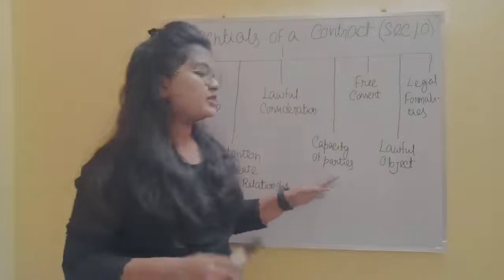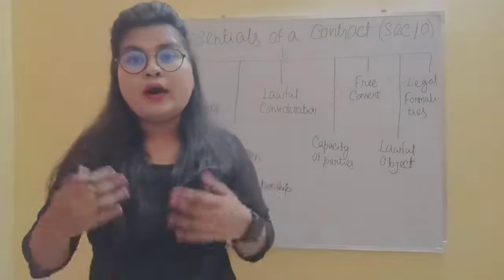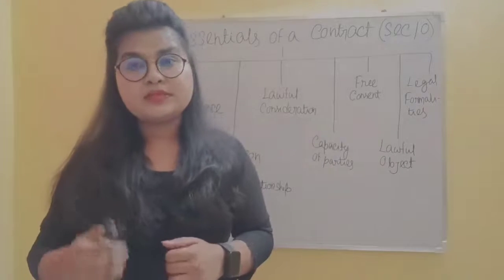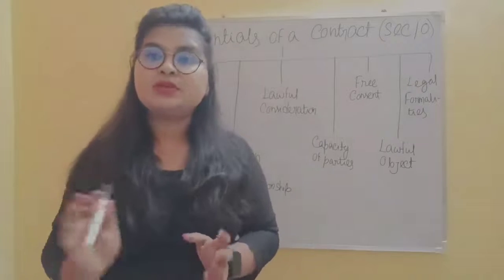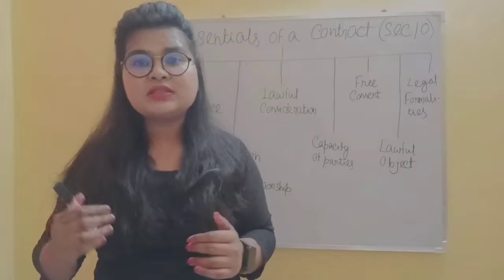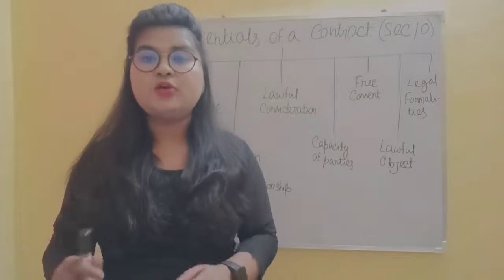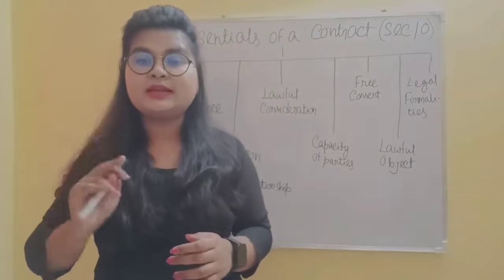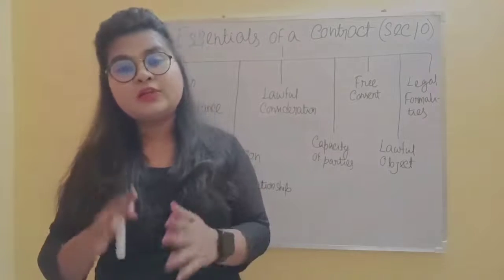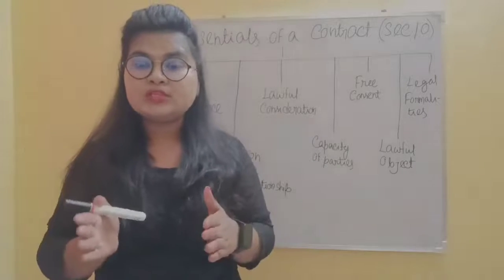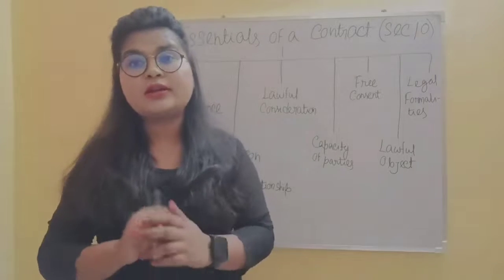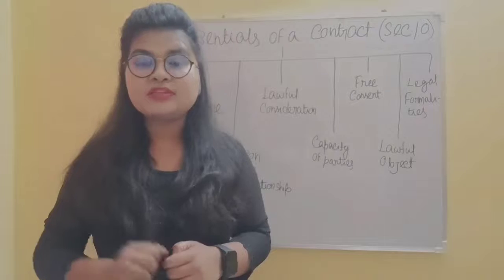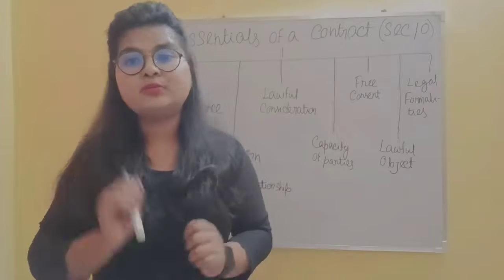Okay. The next condition is capacity of the parties, meaning who is eligible to enter into a contract. The person must be a major, meaning the person must have completed 18 years of age. The person must be of sound mind, not an unsound person, meaning he is mentally stable to enter into a contract. Any person who has not completed the age of 18 years is not eligible to enter into a contract, and if any person enters into an agreement before completing 18 years of age, then the contract is void and is not enforceable in the court of law.